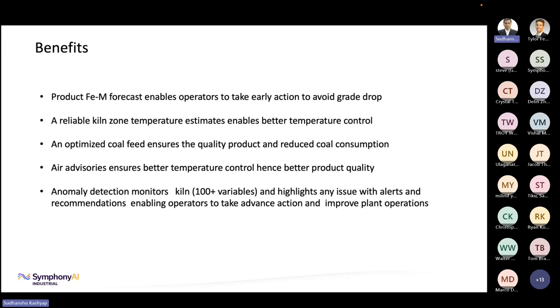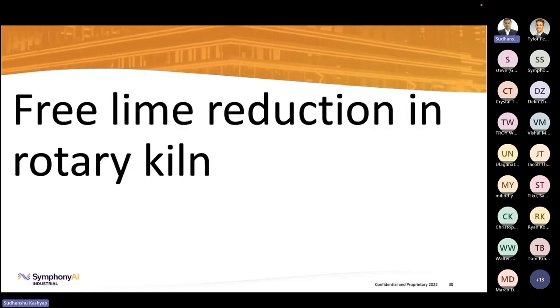Air advisories again help to control the temperatures better, which is very important for overall reduction, as we have seen earlier. The anomaly detection, as we see, looks at 100 plus parameters all together and highlights if any problems are developing, and then also gives prescriptions about them.